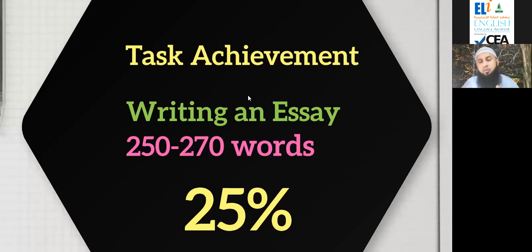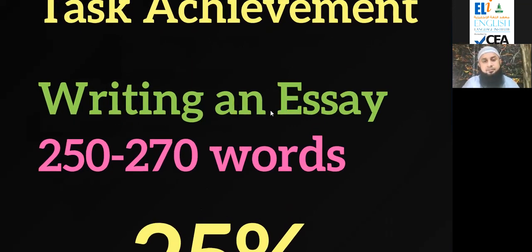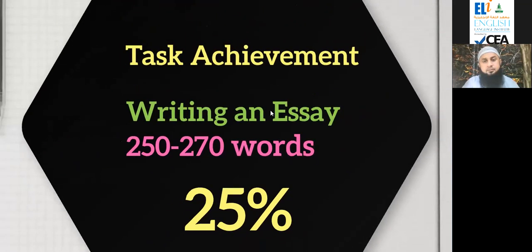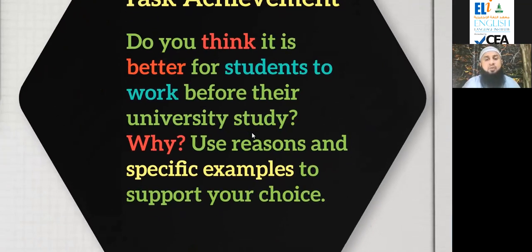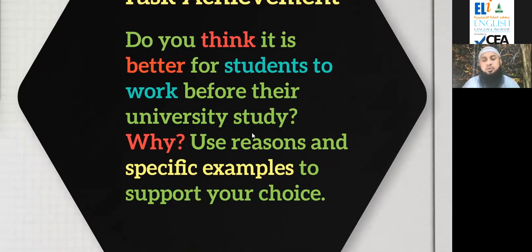So in the rubric, there are 4 things that they check. Number 1, task achievement. Let's see what task achievement is. For example, this is a question. Do you think it's better for students to work before their university study? This is the question. Why? Use reasons and specific examples to support your choice.